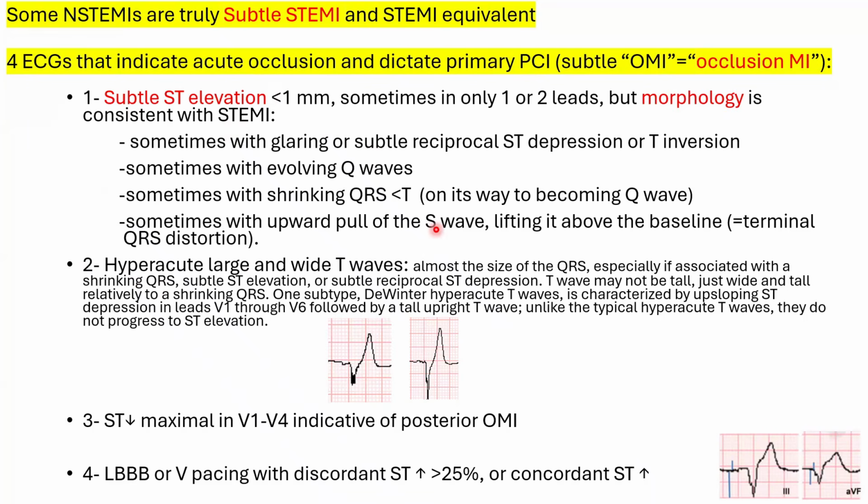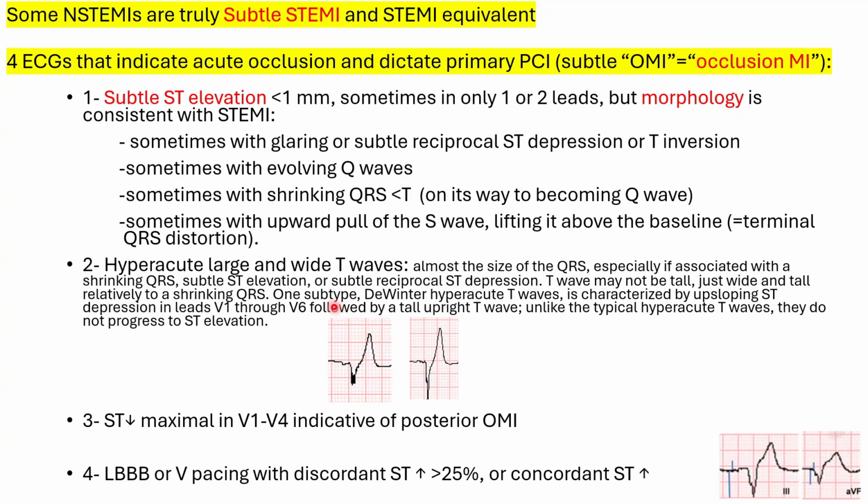described under 1. The T wave is not necessarily tall in absolute value. Most importantly, it is wide and almost fused with the ST segment in one convex dome, or it is tall in relative terms. It's almost the size of the shrinking QRS, especially if associated with a shrinking QRS, or subtle ST elevation, or subtle reciprocal ST depression.